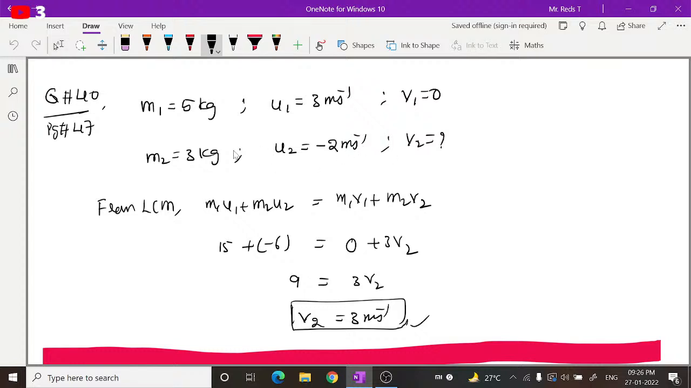So I have taken M1, M2, U1, U2. U2 is moving in opposite direction, so I have taken negative sign. Then as the first body stops, what is the speed of the second one you are asked to find? By applying law of conservation of momentum, you have calculated this. Very simple.